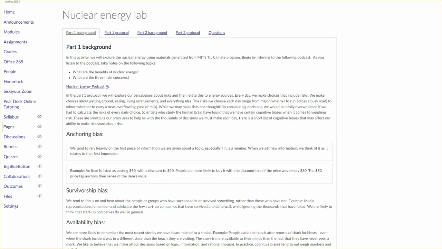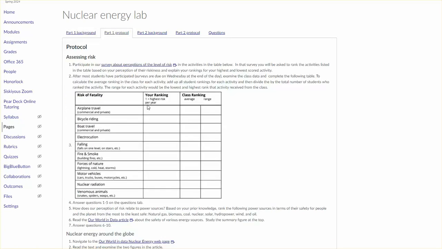The first part includes listening to this podcast with some background information about nuclear energy. And then this is where you're going to refer back to the data that you input for the survey. And then you're going to develop a class average ranking and a range for the class data set.